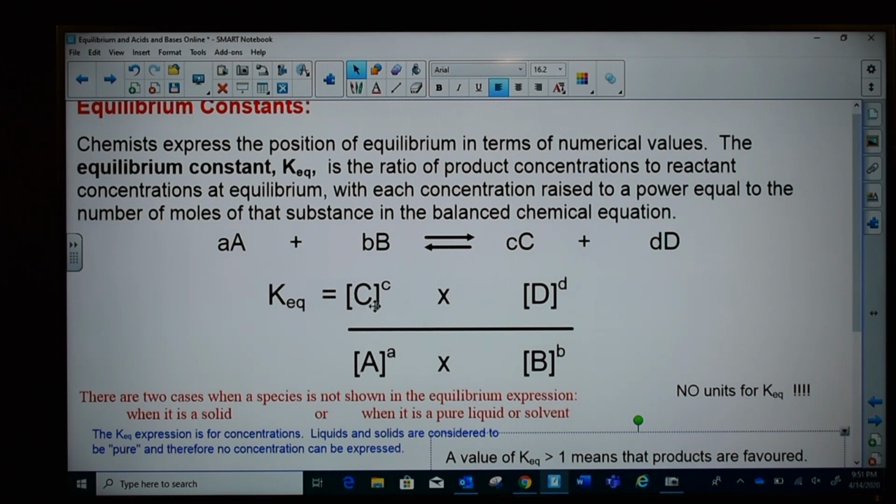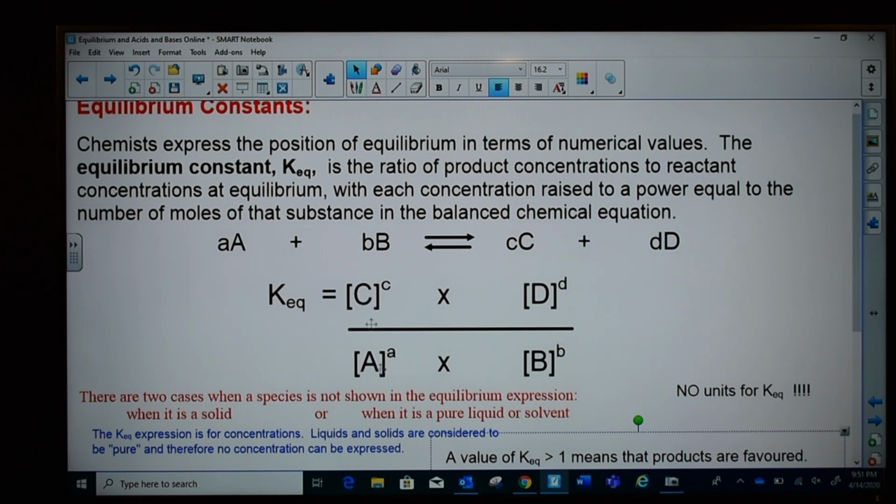So this example is clear as mud. What they're doing is they're writing the products on the top, the reactants on the bottom, and then they're raising the concentration to whatever coefficient is up front. I will do an example for you to help clear this up. But a couple of things. First of all, we only ever include aqueous compounds, or aqueous solutions, or gaseous.